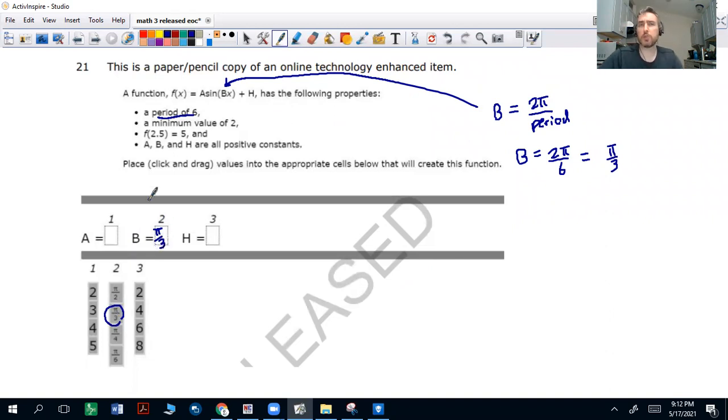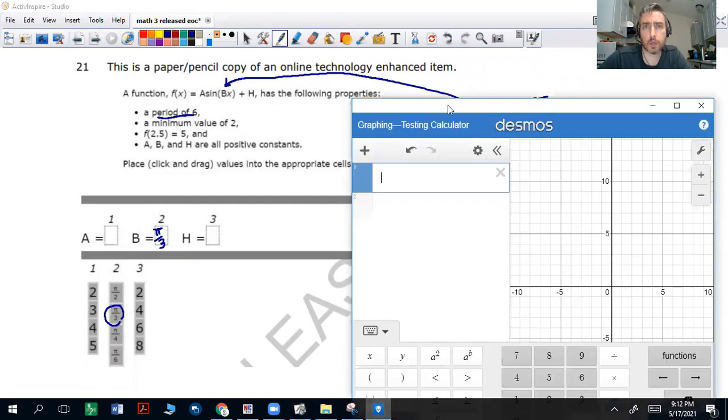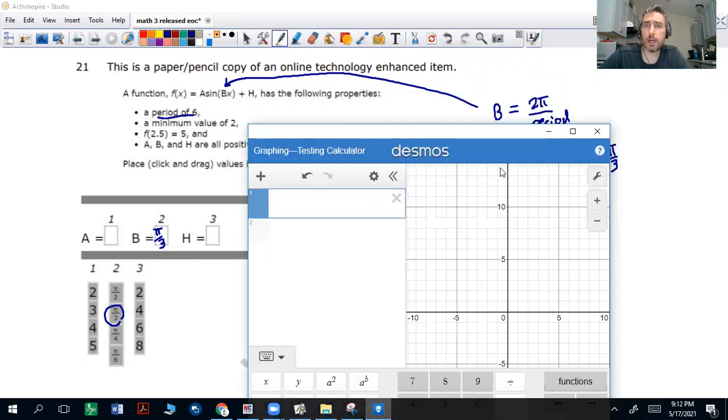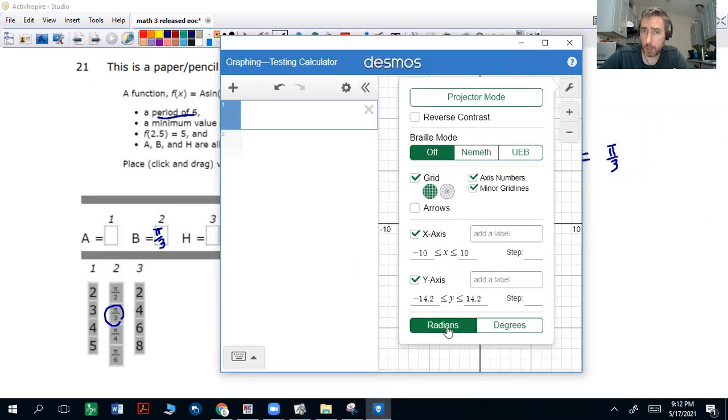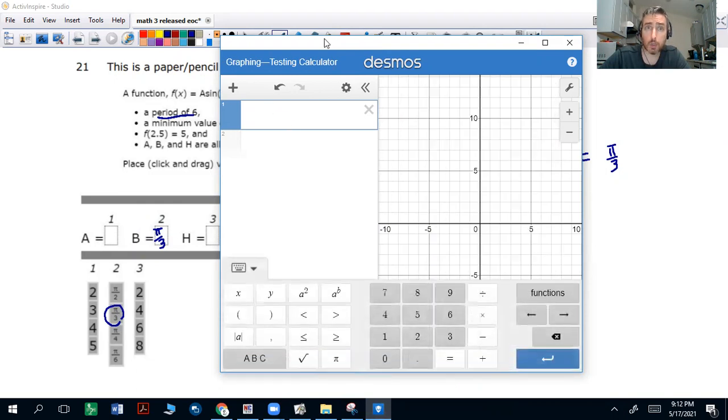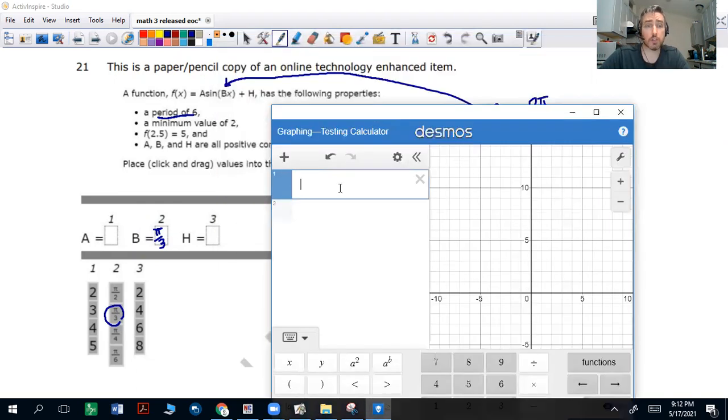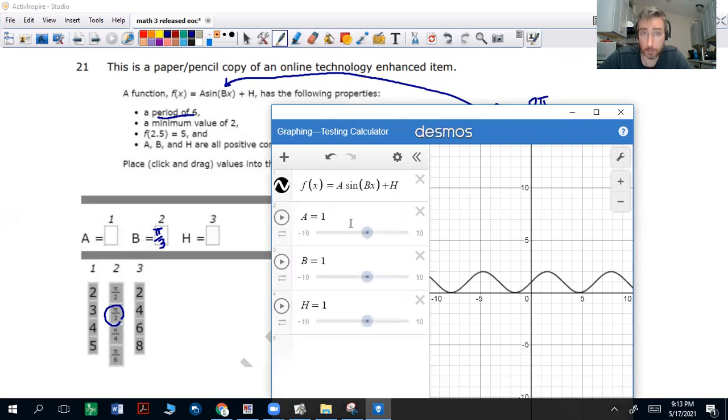But let me introduce you to my slider. You can graph this, okay? You click on the wrench, make sure you're in radians. Always graph these ones in radians, not degrees. And we're going to actually type in the function f of x equals a sin parentheses bx plus h. What we're going to do is add sliders for all of those.